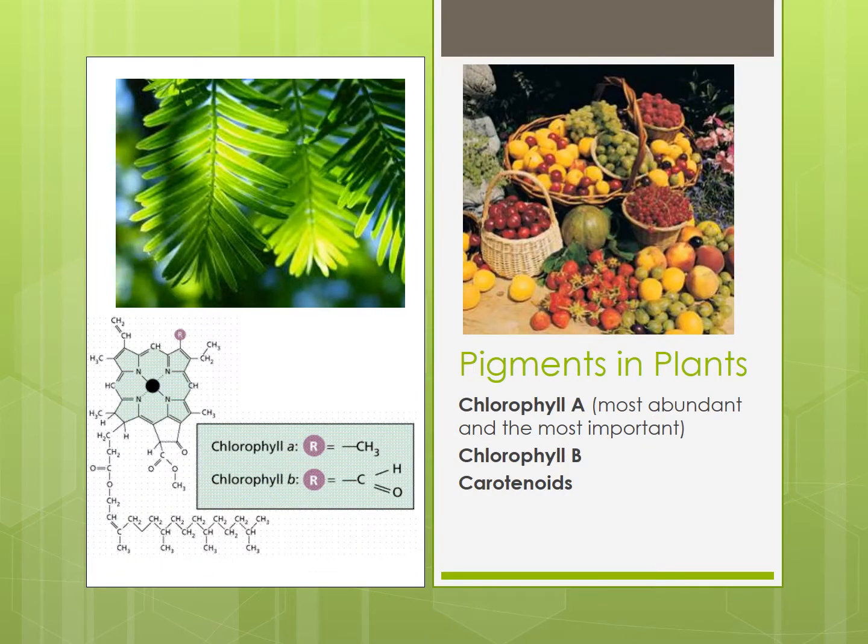The pigments in plants are called chlorophyll A, chlorophyll B, and carotenoids. These pigments give rise to the colors of plants, and they also, more importantly, are going to absorb energy for these plants.